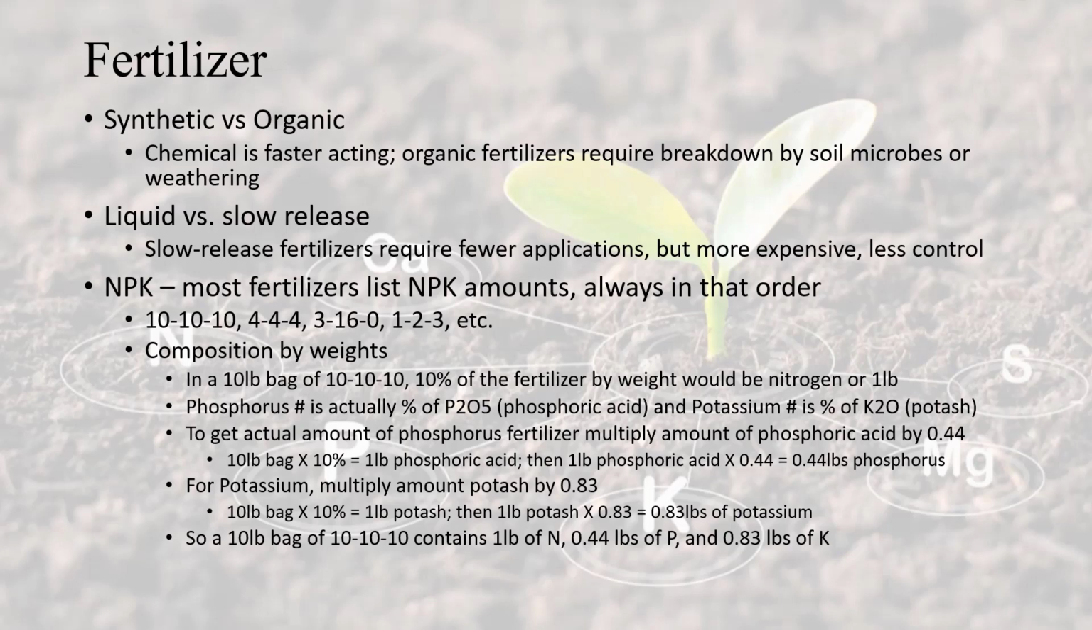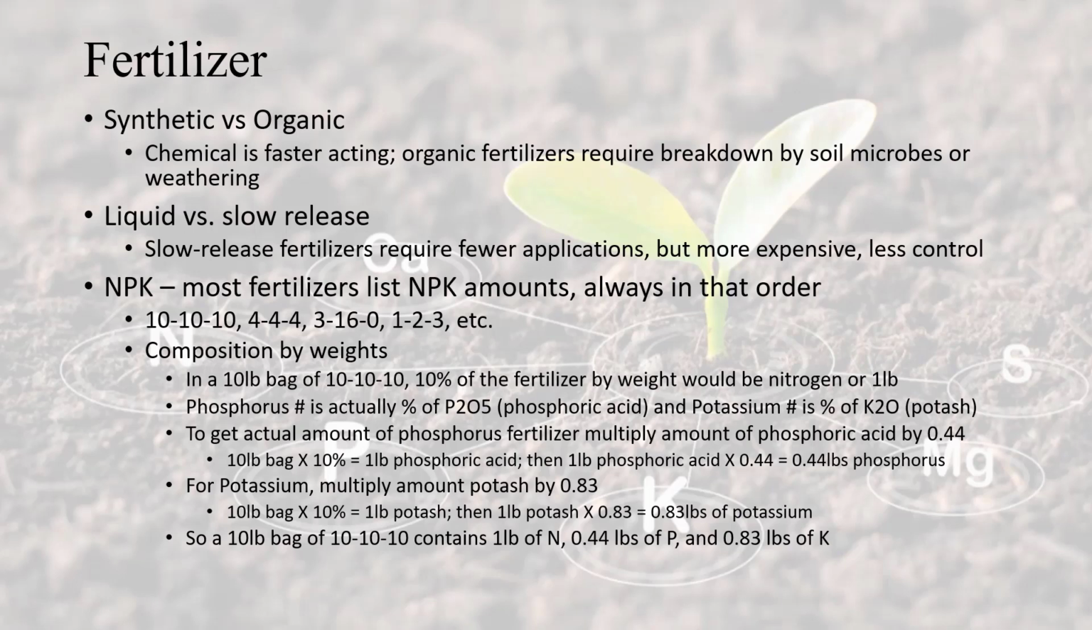So in our 10-pound bag, we know 10% of it is going to be nitrogen, so that gives us a pound of nitrogen. If we wanted to know how much phosphorus, that 10 is telling us the actual amount of phosphoric acid. So we would calculate that it has 10% phosphoric acid, so that's another pound of phosphoric acid. But we need to multiply that by 0.44 to get the actual amount of phosphorus, right? Which would be 0.44 pounds.